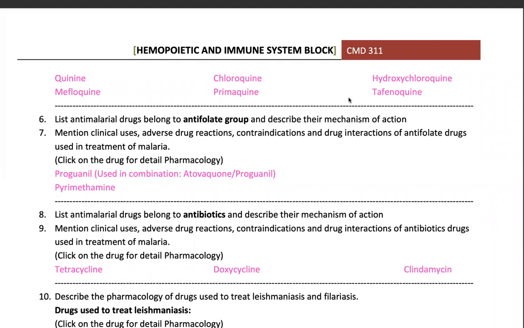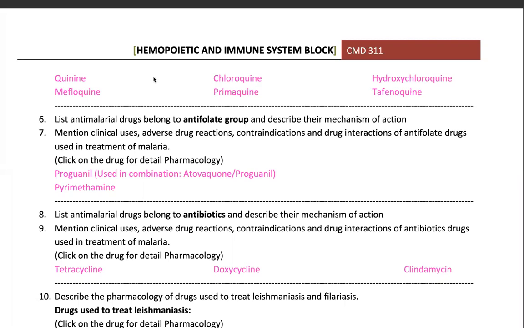What is quinoline? According to chemistry, quinoline is generally two fused rings, a benzene ring and a six-membered ring with one nitrogen, and there are two quinoline groups, 4-aminoquinolines and 8-aminoquinolines. For the information, just click on the drug name, and you will land on the specific page.